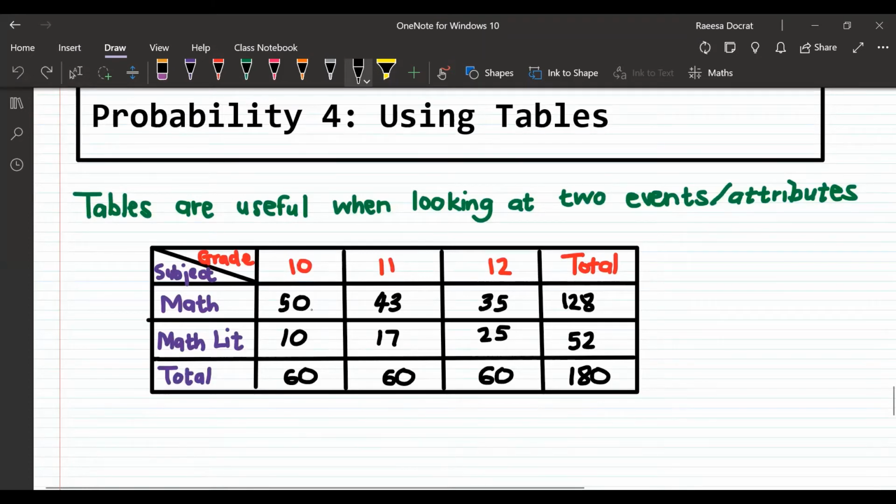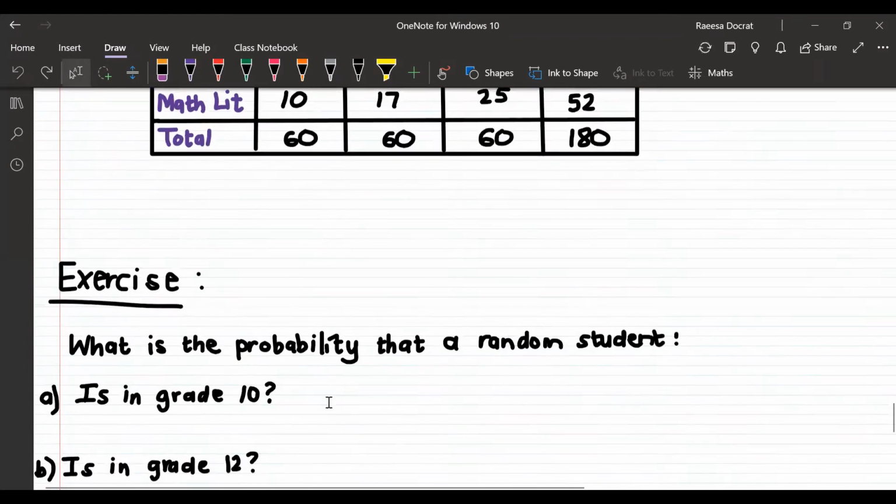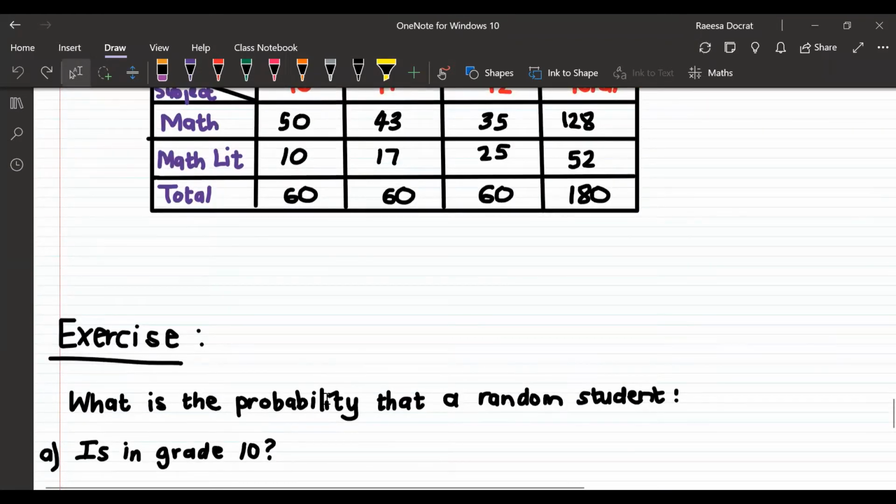Okay, so let us have a look at an exercise answering some questions on this table. The first question says, what is the probability that a random student is in grade 10? From our definition of probability that we had a look at in an earlier video, the probability of the students in grade 10 is the total number of students that are in grade 10, which is 60, over the total number of students, which is 180. So that we can actually simplify to a third.